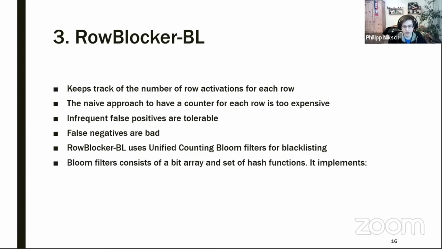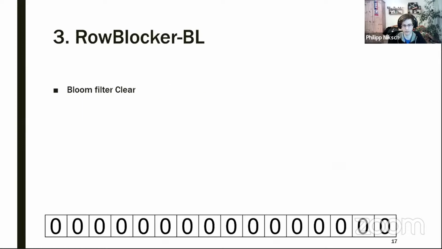So let's talk about regular Bloom filters. They consist of an array of bits and a set of hash functions. And there are 3 methods implemented on this data structure: clear, the insertion of an element, and the test for an element. Clearing a Bloom filter is easy. We just set the whole array to zeros.